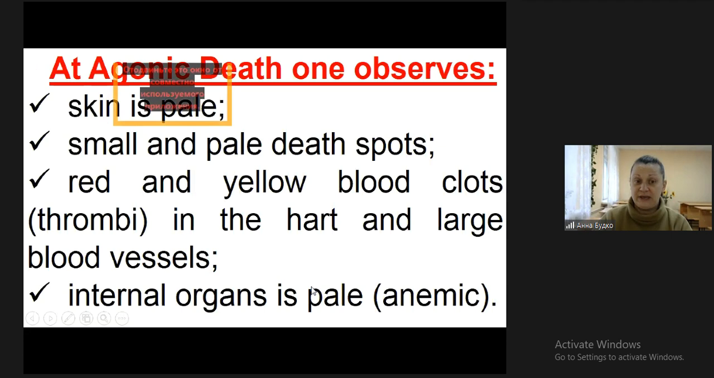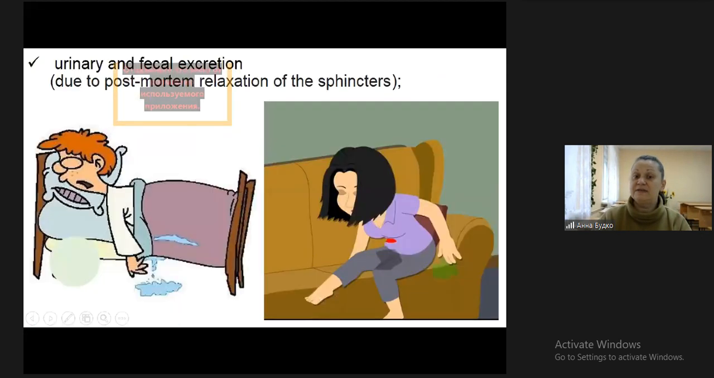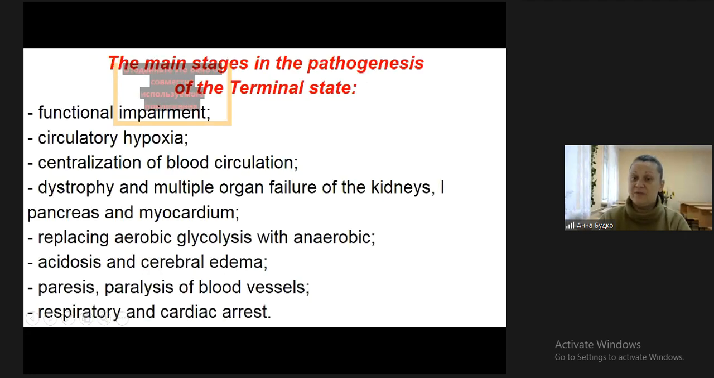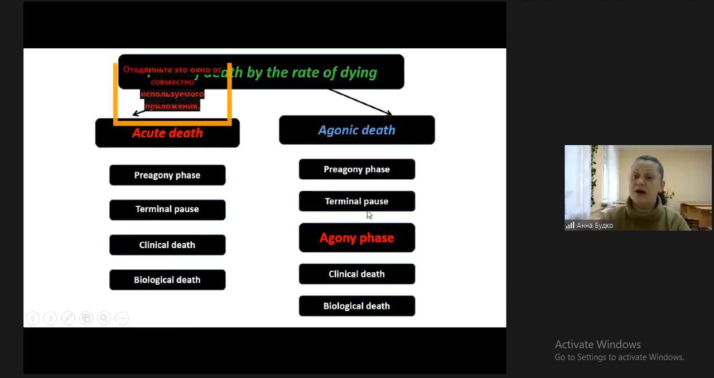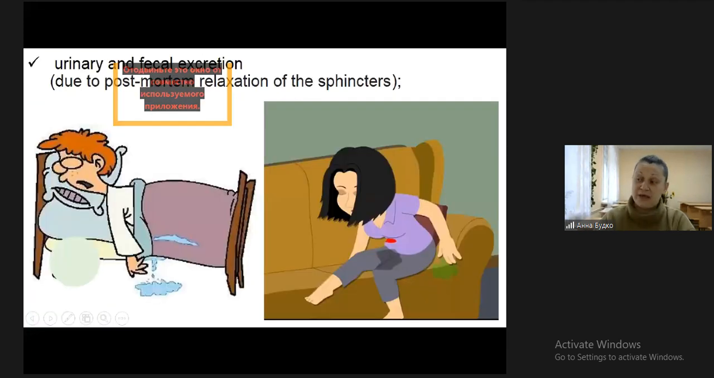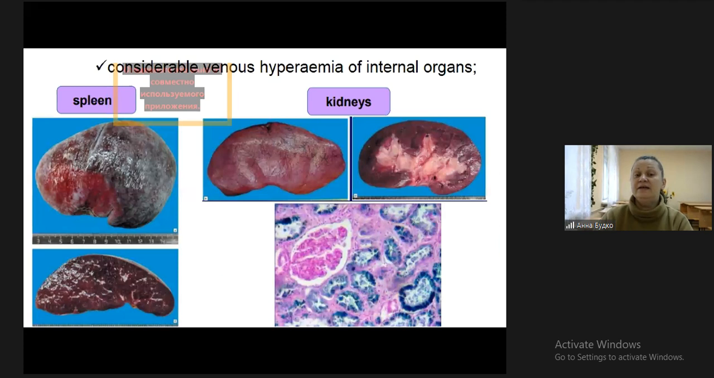Agonic death: skin is pale, with small and pale dead spots. Red and white thrombi in blood vessels, and inner organs are pale, anemic. So, agonic death, my dear friends, remember, in agonic death five phases are distinguished in the terminal state. First, pre-agony phase, terminal pause, agony phase, clinical death and biological death. And in this situation, death comes more slowly, in a few days, maybe one week. And the skin is pale.